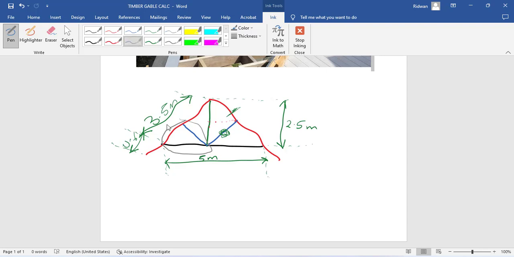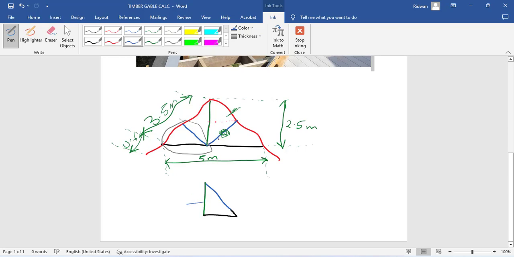I'll pick the blue ink. The blue ink will represent my diagonal struts. Then I'll have the green ink that should represent my king post, and then I will have the black ink which will represent my tie beam.